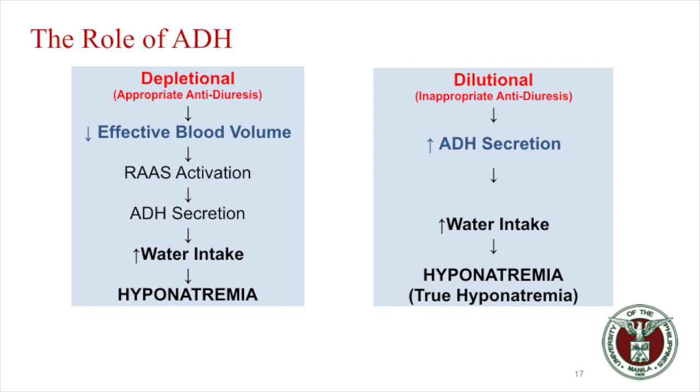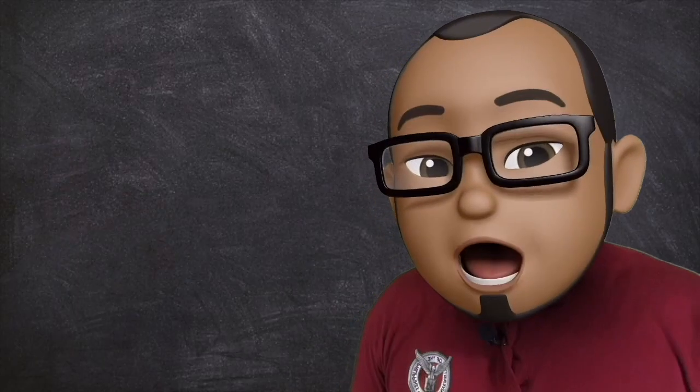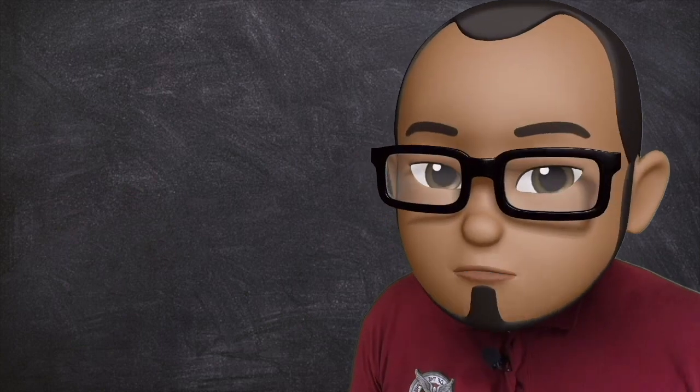lead to hyponatremia. While your dilutional, pathologic, inappropriate antidiuresis, there's exogenous secretion of ADH from brain or lung or hematologic cells, such that with increased water intake, there is hyponatremia, or what we call as true euvolemic hyponatremia. How do we now apply our knowledge of the different fluids with the mechanisms of ADH and hyponatremia?